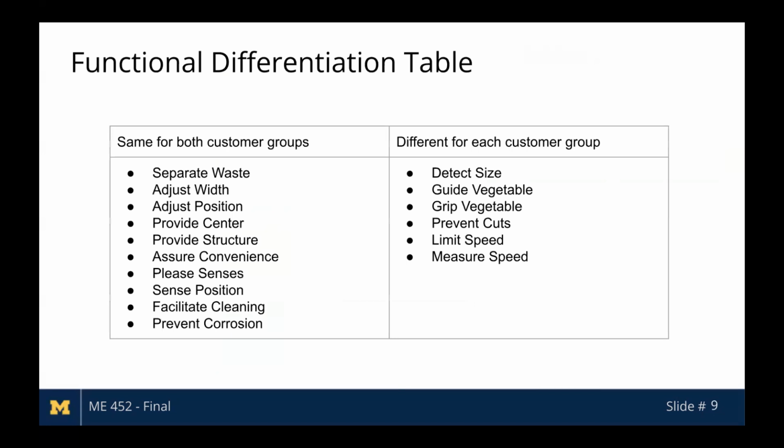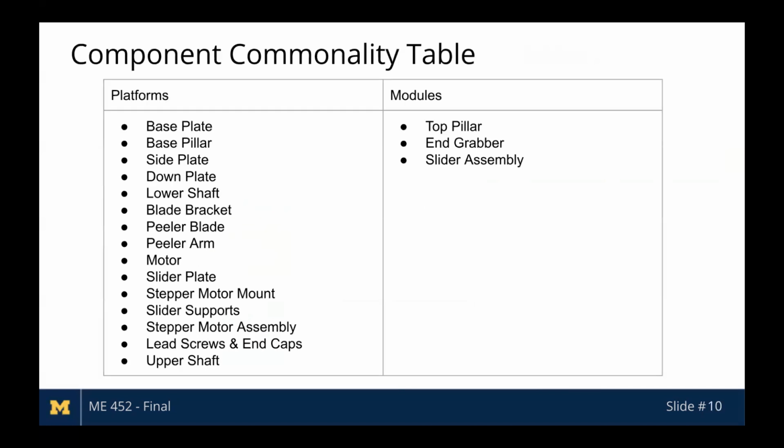Moving to the product family design, we have the functional differentiation table that lists the functions of the product that are similar and different for both the groups, which is based on the use of the customers. Moving to the component commonality table, we have the components that are common for both the groups listed under platforms, and different for the groups, listed under modules.